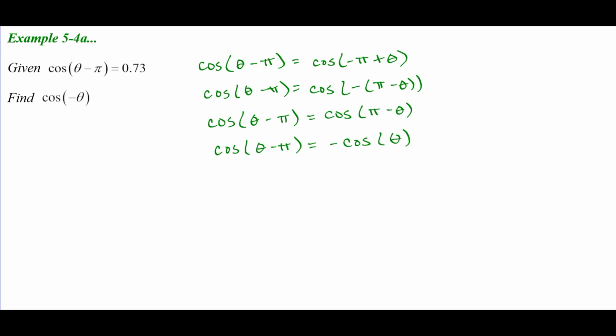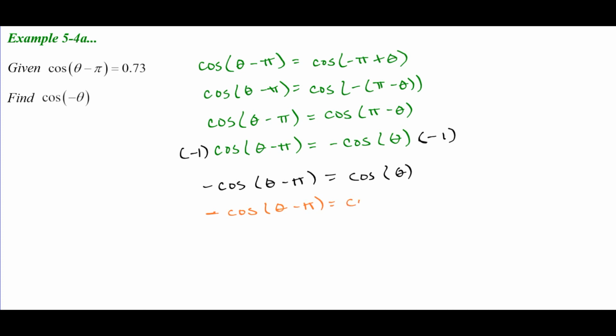Now I'm going to move this negative over to the other side, so I'm going to multiply both sides by -1 here. So I got negative cosine of theta minus pi equals cosine of theta. Again, using my opposites property, cosine of theta is the same thing as cosine of negative theta, which is what I was looking for, remember? And now I can substitute in because I know this value right here. So now I just get negative, then I can substitute this in, 0.73 equals the cosine of negative theta. So cosine negative theta is equal to negative 0.73.